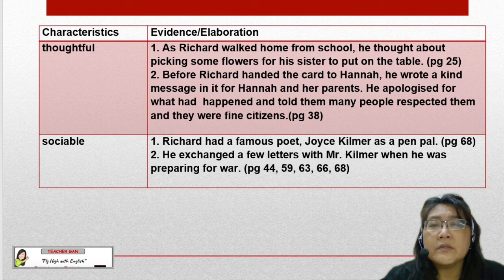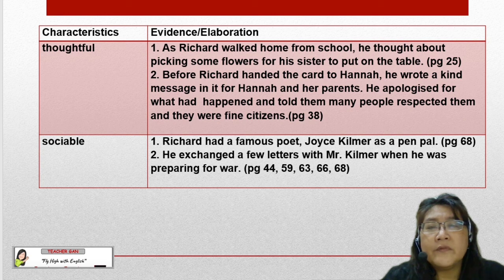Next, Richard is also thoughtful. Evidence: number 1. As Richard walked home from school, he talked about picking some flowers for his sister to put on the table. 2. Before Richard handed the card to Hannah, he wrote a kind message in it for Hannah and her parents. He apologized for what had happened and told them many people respected them and they were fine citizens.